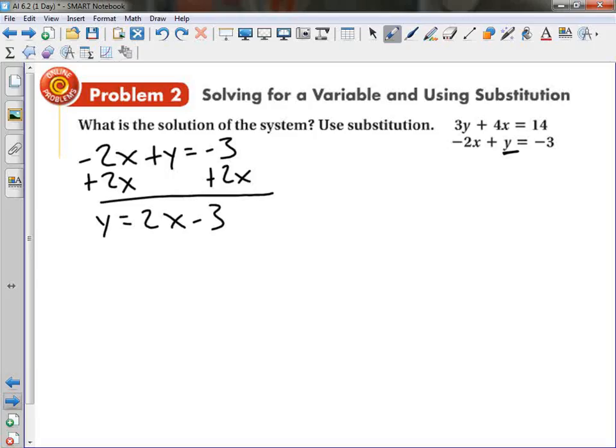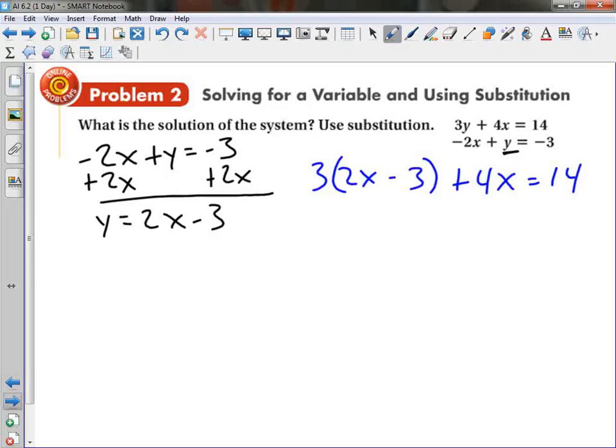Step 3 says I'm going to take this and I'm going to substitute it into the other equation. Since I solved for y, I'll put parentheses around y. Notice I left the 3 on the outside. Basically, we're going to get a distributive property here. 2x minus 3, so y is equal to.